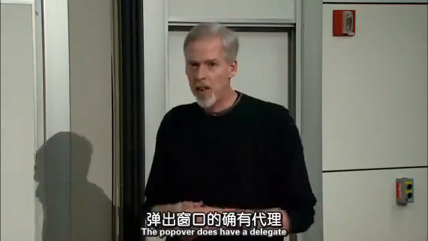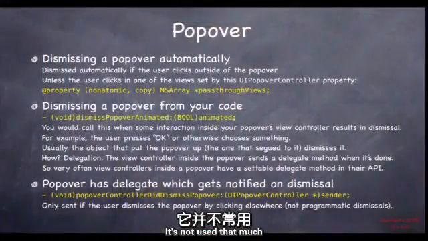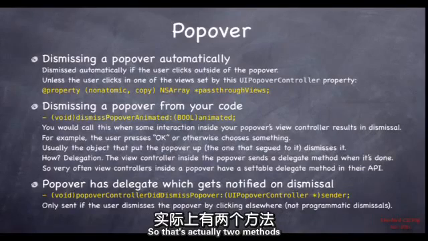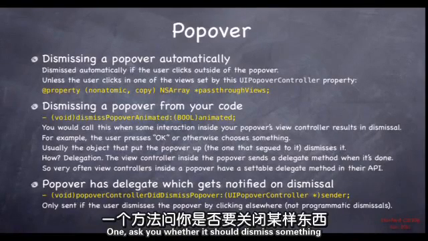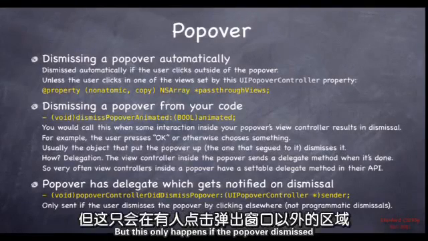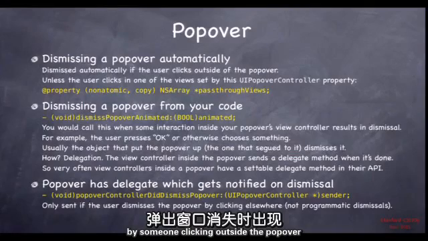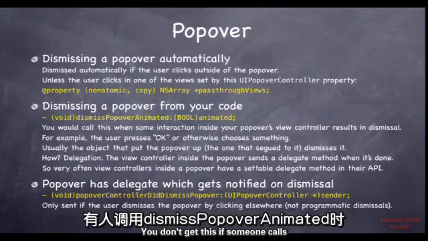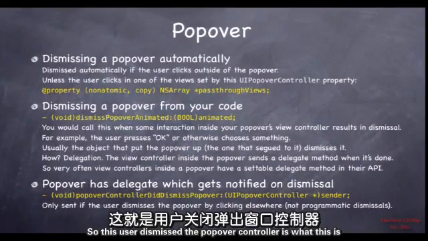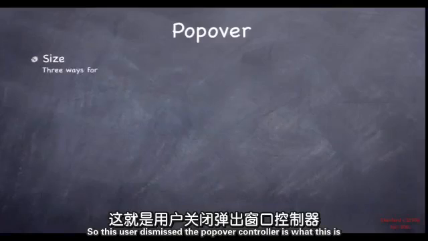The popover does have a delegate. It's not used that much. The main thing it tells you about is dismissal. So it actually has two methods. One asks you whether it should dismiss something, and then this one gets sent to you when it's actually dismissed. But this only happens if the popover is dismissed by someone clicking outside the popover. Okay, you don't get this if someone calls dismissPopoverAnimated. So this is basically user dismissed popover controller is what this is.